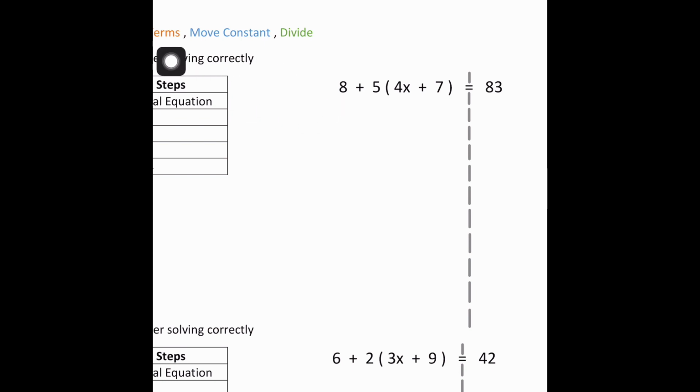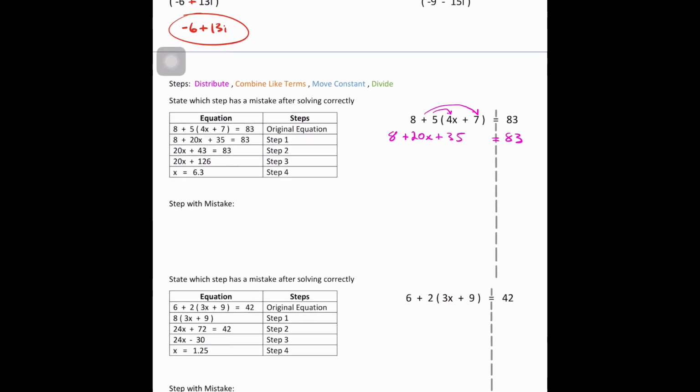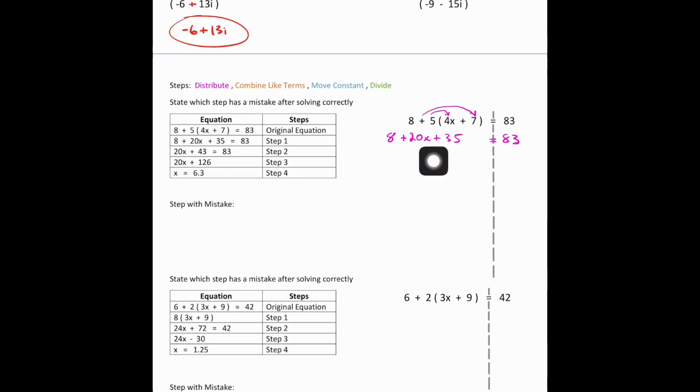Yes, 8 minutes on the oven because we're going to set it and forget it. Then we are going to distribute that 5 to the 4x, giving us plus 20x. 5 to the 7 gives us plus 35. Bring down your equals, bring down your 83. Now, if we look at their step 1, we have 8 plus 20x plus 35 equals 83. That's on point so far.